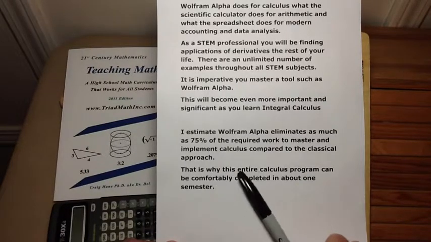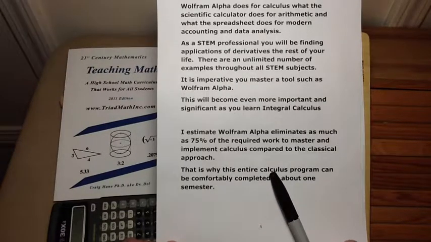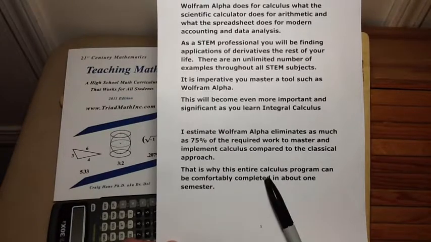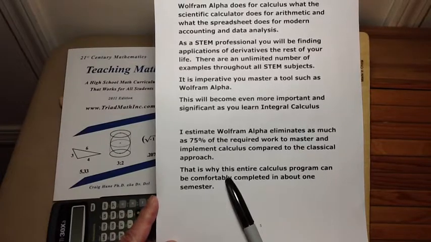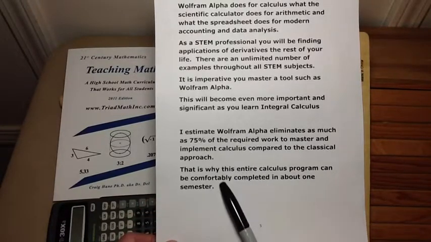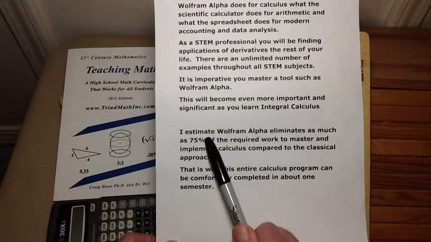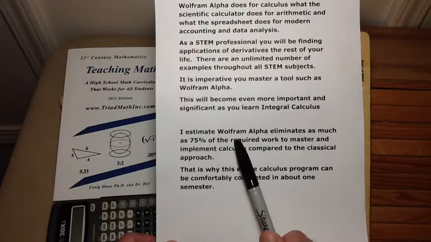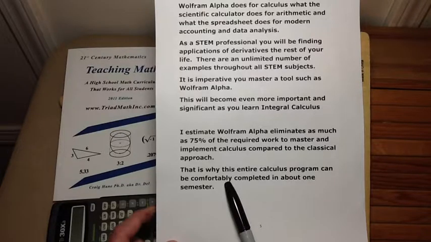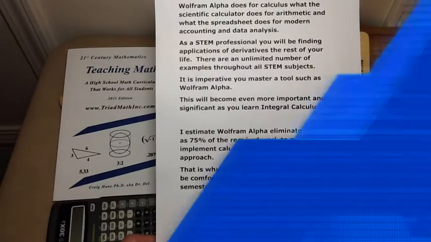Now, that's why this entire calculus program, this Tier 5 program, can be comfortably completed in about one semester. In fact, I consider it now basically sinful to teach calculus in the classical way when you can use a tool like Wolfram Alpha. Many students flunked calculus when it was taught in the classical way because it was just so messy and difficult. And today, it really is quite easy with Wolfram Alpha.